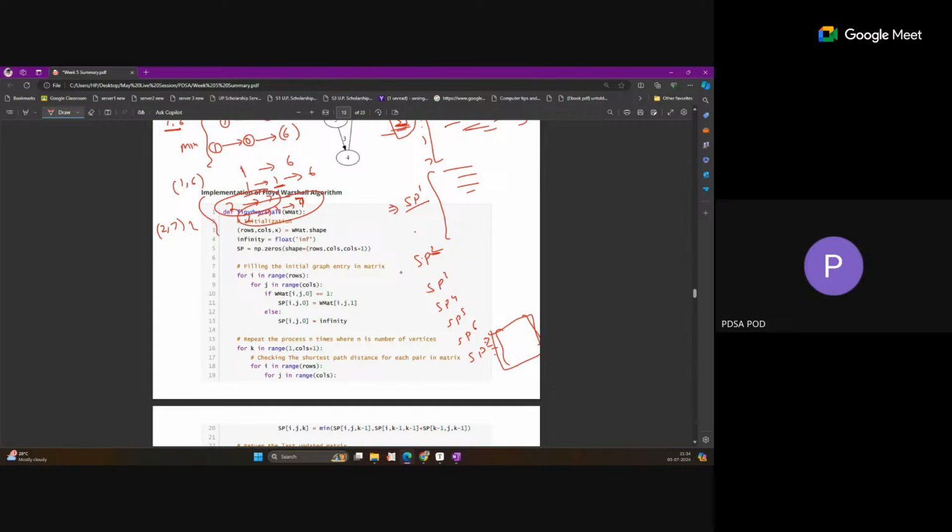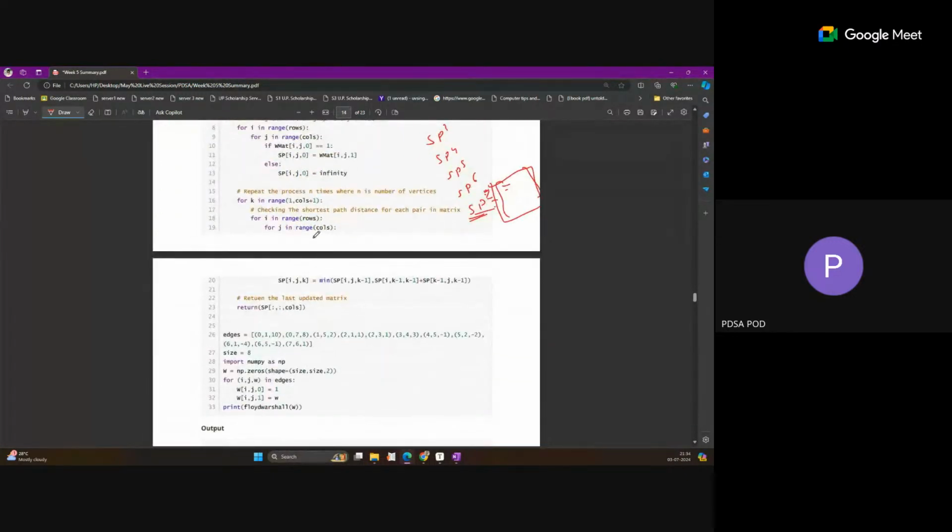Finally, in this SP7 matrix, we will get the answer, and that represents the shortest path for each pair. So the output is a matrix with 7 rows and 7 columns for this graph, and you can consider each cell value as the shortest path value for each row and column pair.